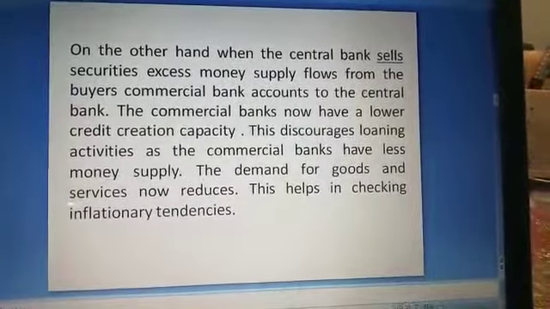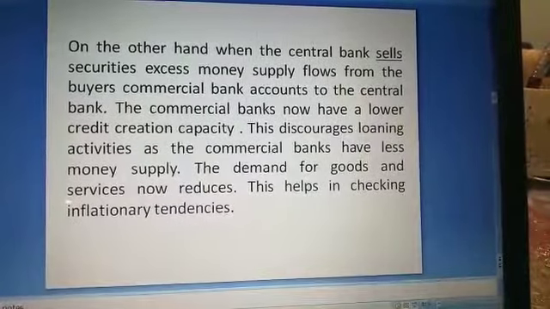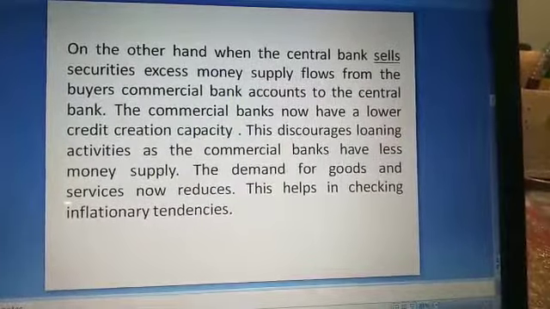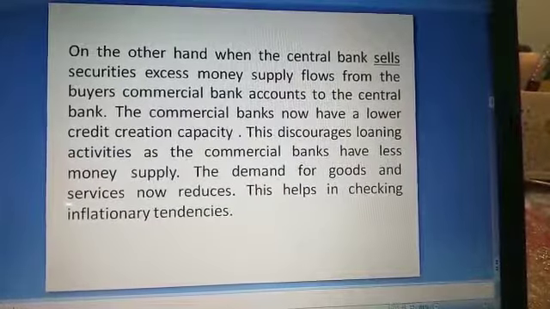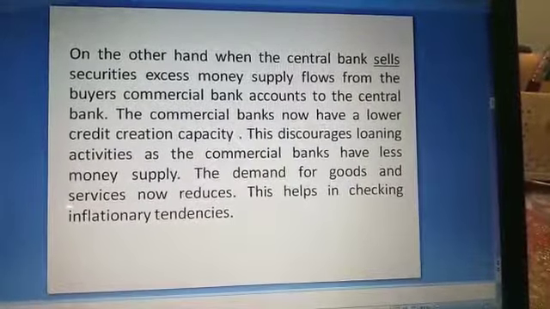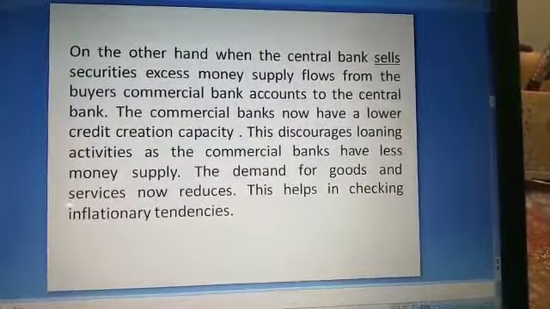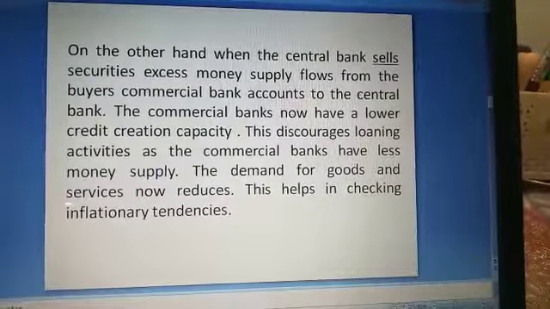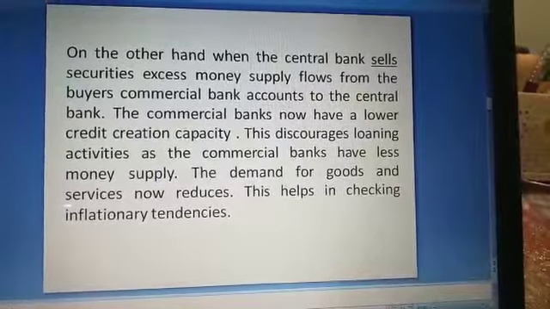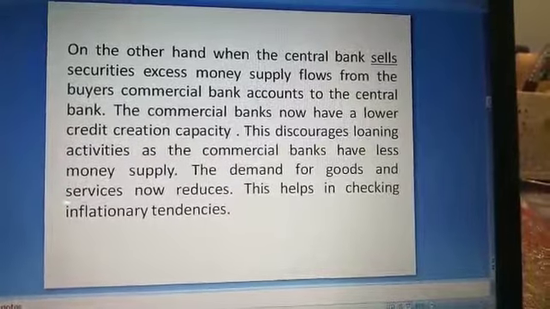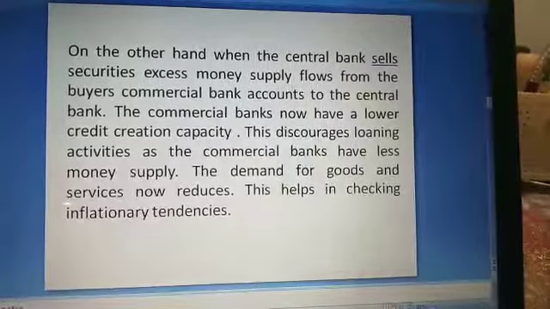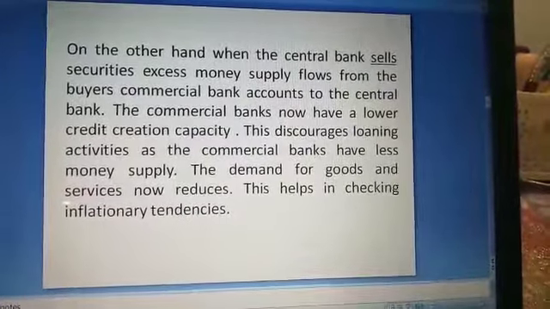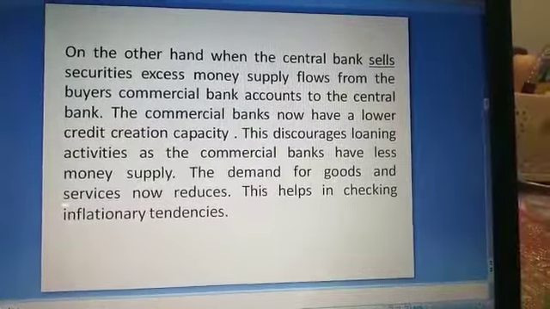On the other hand, when the central bank sells the securities, the excess money supply flows from the buyer's commercial bank accounts to the central bank. The commercial banks now have a lower credit creation capacity. This discourages loaning activities as the commercial banks have less money supply. The demand for goods and services now reduces. This helps in checking inflationary tendencies.